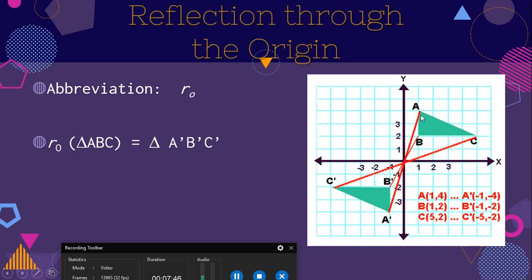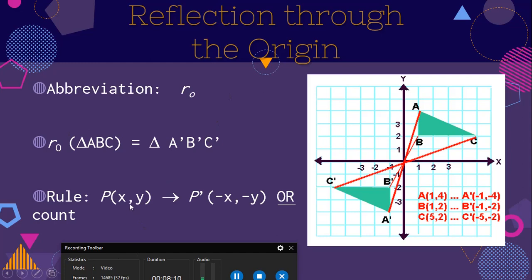If you look at the location of A at 1, 4, we're going to go through the origin and then the same distance away to A prime. It ended up at -1, -4. For B, we were at 1, 2. And now we're at -1, -2. And I imagine that you're establishing the idea that we're going to negate the x and negate the y.